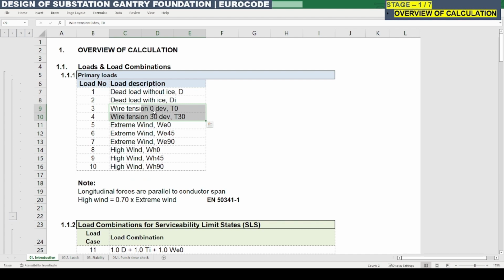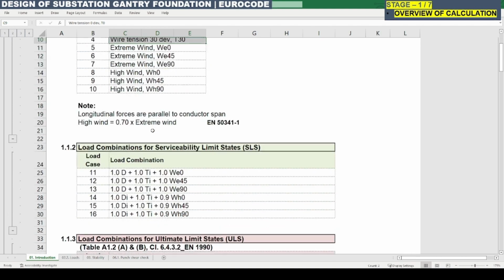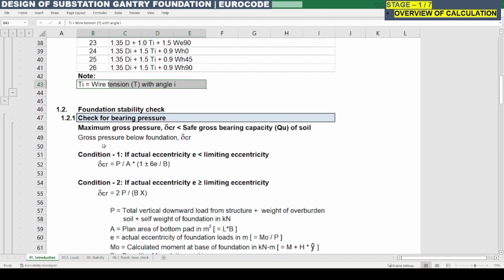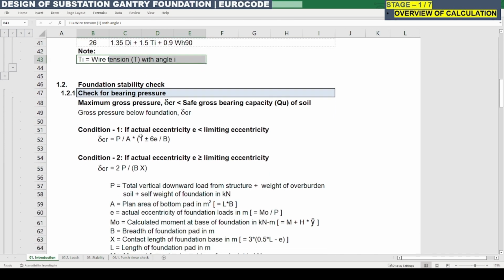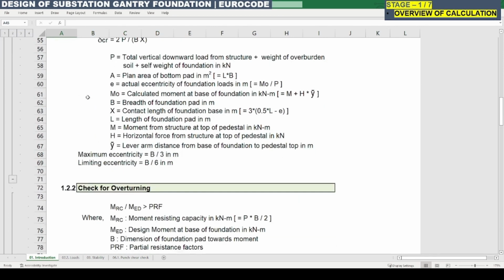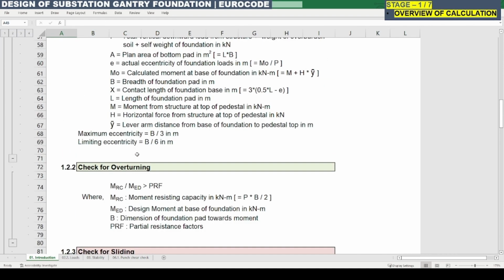One is 0 degree deviation, another one is 30-degree deviation. So that I represent 0 and 30. Next one is foundation stability check. So these are the various checks we need to consider: bearing check, overturning check, and sliding check.